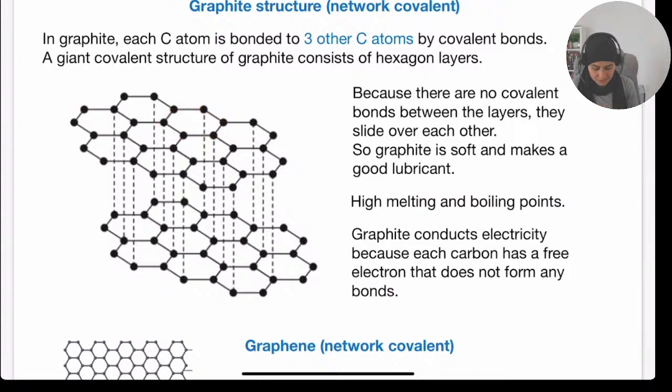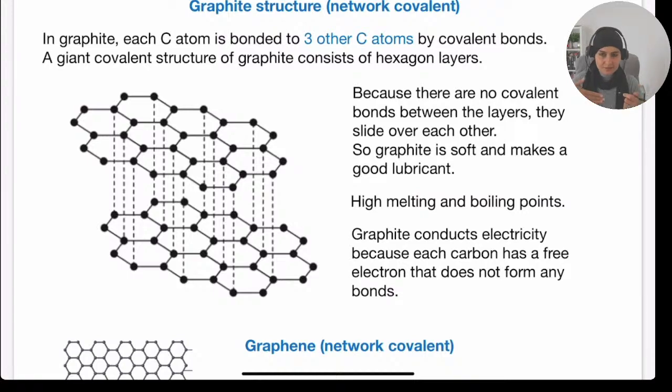And between atoms, covalent bonds are strong, but between layers there are no covalent bonds, and the dotted lines are weak intermolecular forces. So there are weak intermolecular forces between the layers and strong covalent bonds between carbon atoms within the layers. What does it mean? It means that it still has high melting and boiling point, because if you want to melt it, you have to break strong covalent bonds which require a lot of heat energy to break.